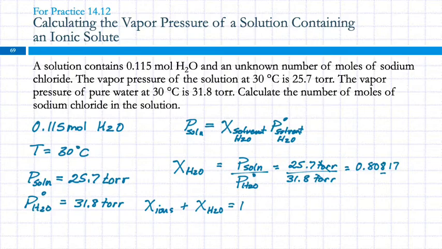I think it might actually be easier to do it the other way. So I'm looking at the mole fraction of water is equal to the moles of water divided by moles of ions or particles plus moles of water. I know the mole fraction, I know the moles of water, and so I can solve for moles of ions.